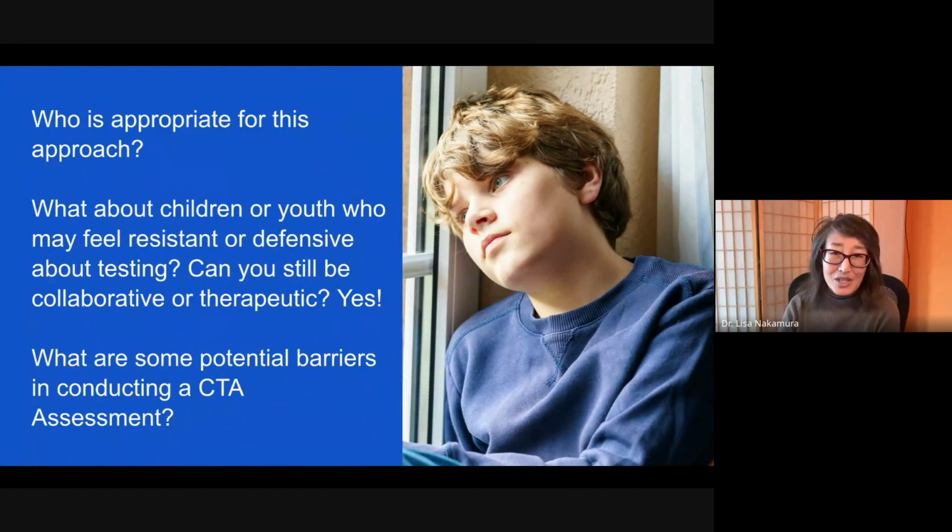For some children, youth and adults, though, I will acknowledge that some want to just come in and come out, and just complete testing. They just want to manage it that way. And I respect that. There's no forcing of a collaborative interaction around that. So we have to always respect wherever a person starts.